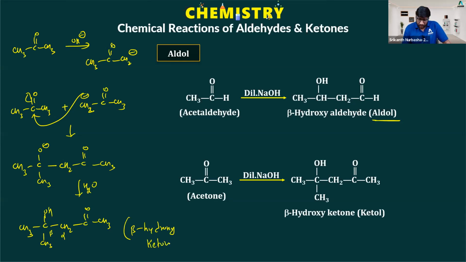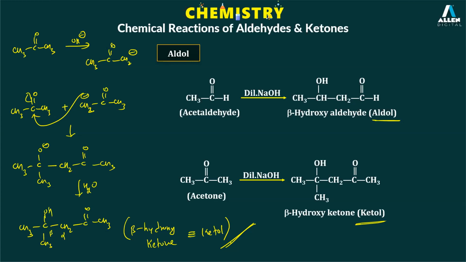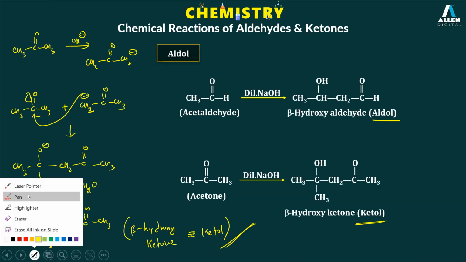Acetone upon treatment with dilute NaOH forms a beta hydroxy ketone, the respective ketol. Understood this point or not, all of you? Yes, right.